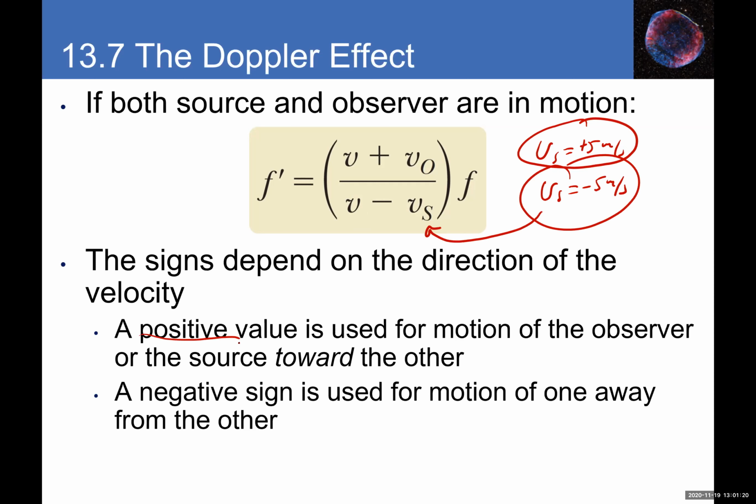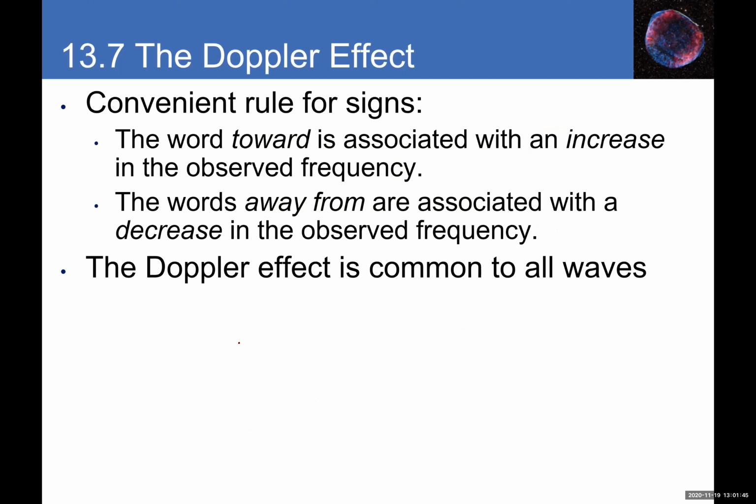So the positive or negative value refers to the value of the velocities. If the source is moving toward the absorber, you take that to be a positive quantity. If they talk about the source moving away from the absorber, you take the speed and make it negative. That's what we're doing. So you can write a convenience rule for the sign: the word toward is associated with an increase in the absorbed frequency, and the words away from are associated with a decrease in the absorbed frequency.